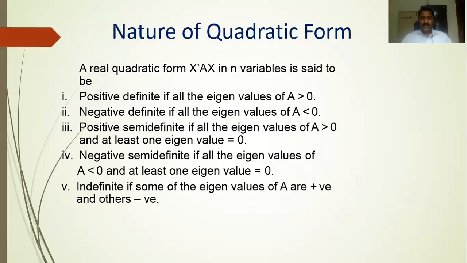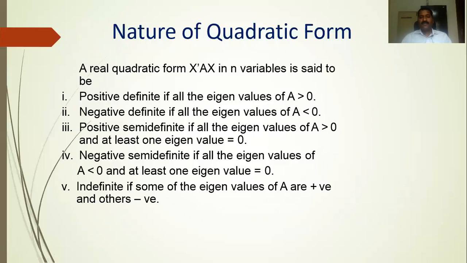It doesn't mean that only one eigenvalue is 0. I stress here, at least one of the eigenvalues is 0. It can be lambda equal to 0, 0, 2. Then it's positive semi-definite. Lambda equal to 0, 0, -2. Then it is negative semi-definite.